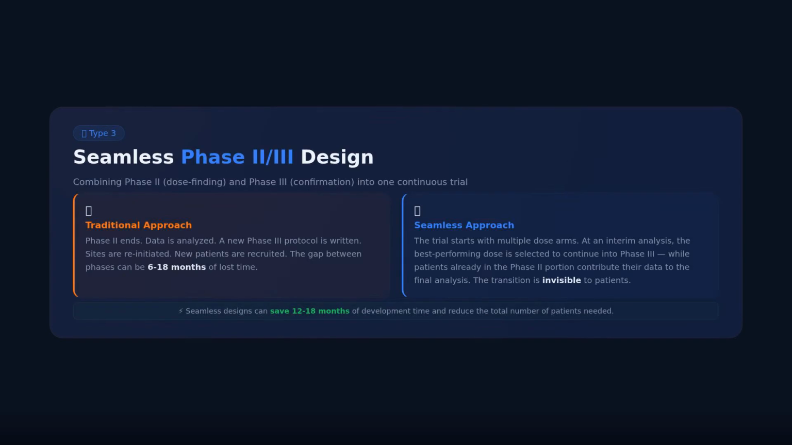A seamless phase 2/3 design combines dose finding and confirmation into one continuous trial. The trial starts with multiple dose arms. At an interim analysis, the best dose continues into phase 3 while existing patients contribute data to the final analysis. This saves 12 to 18 months of development time.